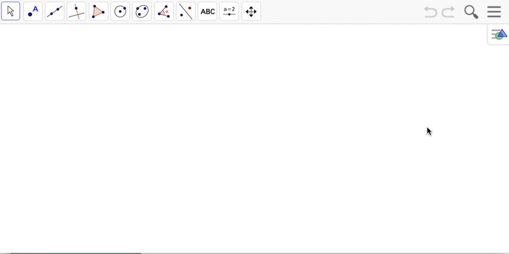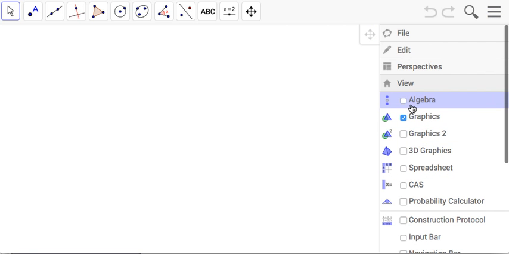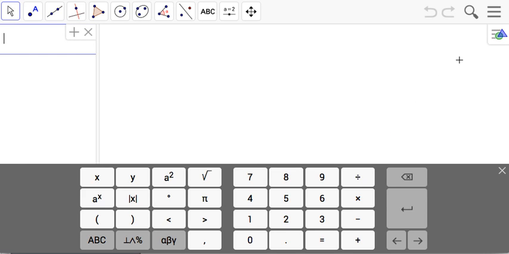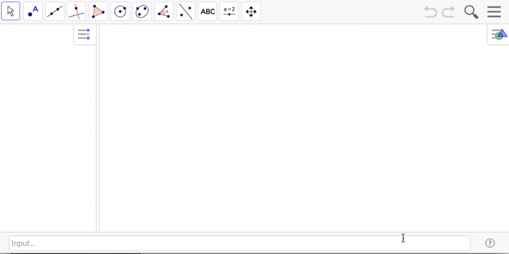One of the grade 8 expectations is that students determine the angle relationships for intersecting lines and for parallel lines and transversals. To do this, I'm going to introduce two new screens. I'm going to go to View and introduce the algebra screen, and I'm going to go back to View and introduce the input bar.